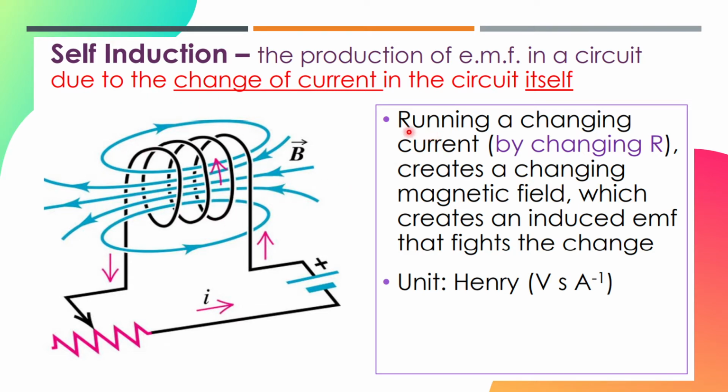Okay, so look at here, by running a changing current, if we want to change the current, we need to change the value of resistance in the circuit. So what happens when the current is changing is that this area will create a changing magnetic field, and this will create an induced EMF that fights the change.